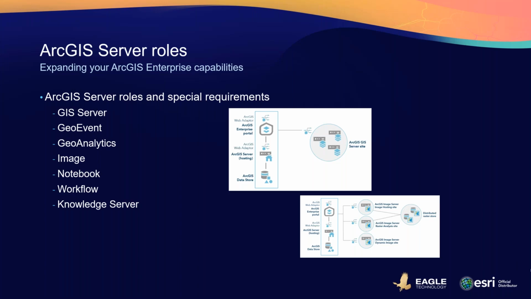Workflow Server is nice and simple. That just utilizes port 13443. Knowledge Server creates super cool knowledge graphs to explore the relationships between entities and requires the ArcGIS Data Store graph store. You can store knowledge data in Neo4j NoSQL data stores, but you do still need that graph store in there.